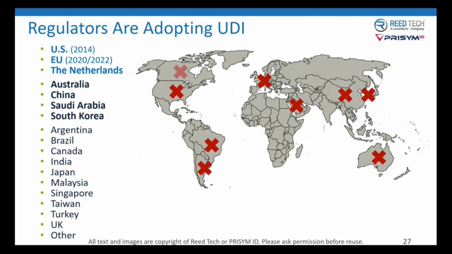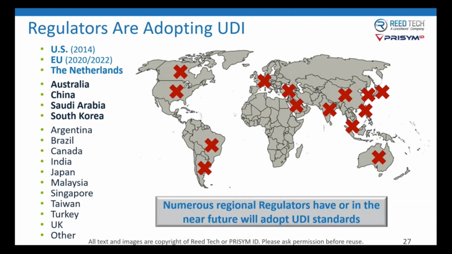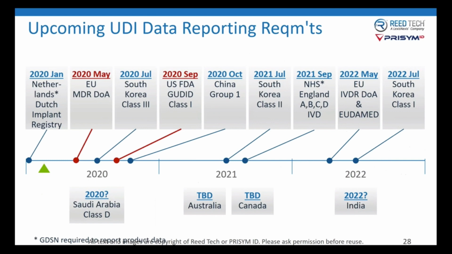I won't go into this, but basically there are a number of timelines that are in the near future. 2020 is a very busy year. We're in the middle of it here with the MDR date of application, and then Class 1 being September of this year for the FDA, and then a number of other countries and so on.